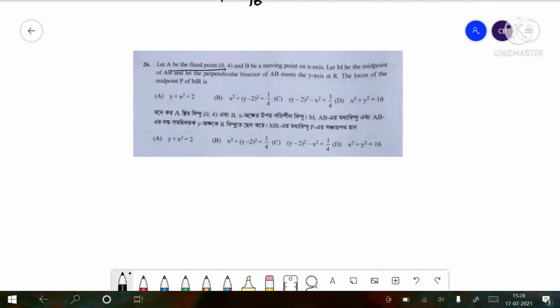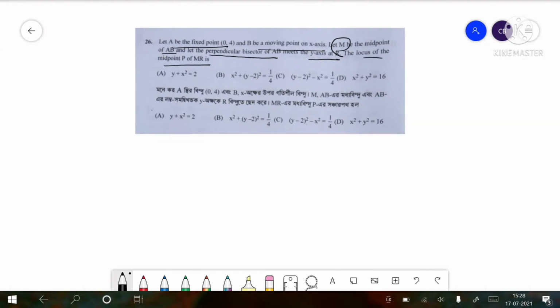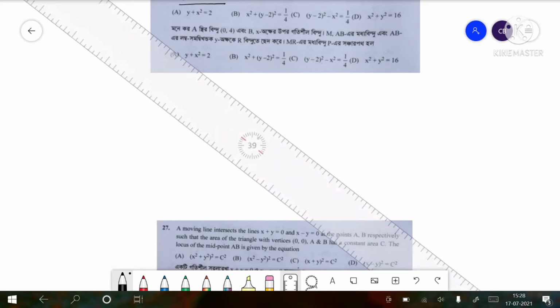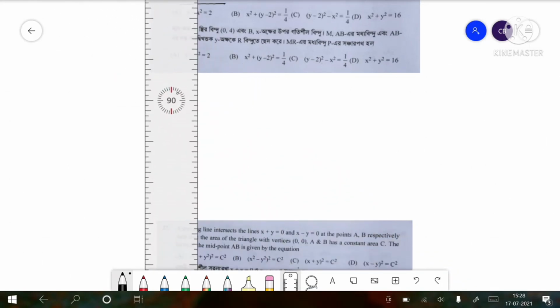Let A be a fixed point (0, 4), and B be a moving point on the x-axis. Let M be the midpoint of AB. Let the perpendicular bisector of AB meet the y-axis at R. The locus of the midpoint P of MR is? Now this is quite a complicated question, but if you think about it, it is also simple. So what can we write this as? First let's draw the graph.